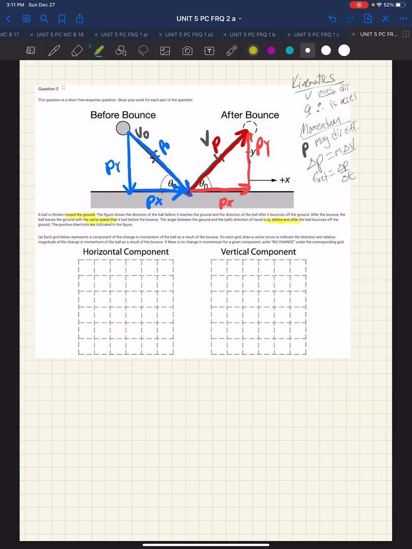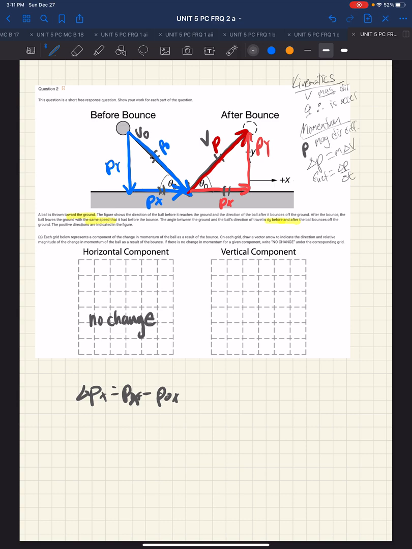Each grid represents the component of the change in momentum of the ball as a result of the bounce. Draw a vector to indicate the direction and relative magnitude of the change in momentum of the ball as a result of the bounce. If there is no change in momentum, write no change. Well, we have already seen that delta px is going to be px minus p0x, and we said they are exactly the same direction and same size, so delta px is 0. There is no change in x.